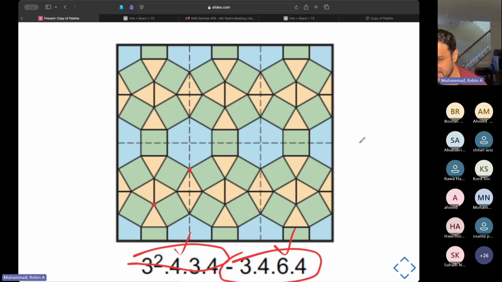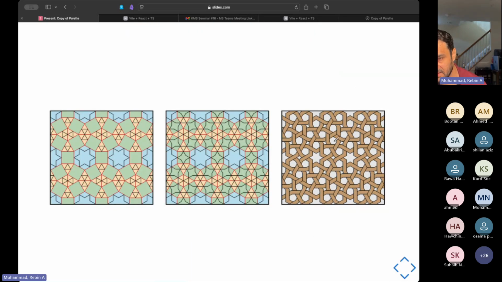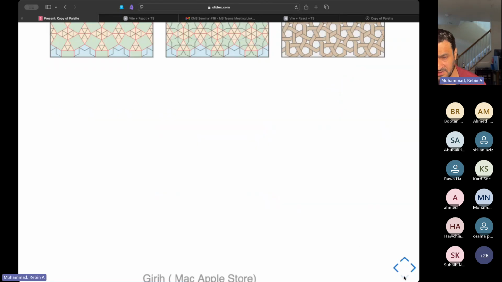Now this is non-Islamic. Muslims didn't invent this. But look how they used this to create this beautiful pattern. This one is Islamic. And this is how they started doing it. They started with a midpoint. They created a bunch of lines. The lines are based on an angle. So this is one example.